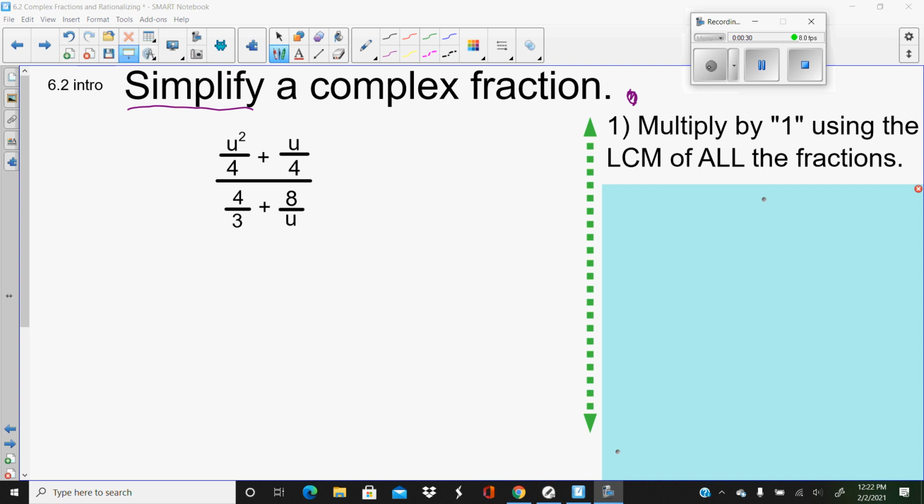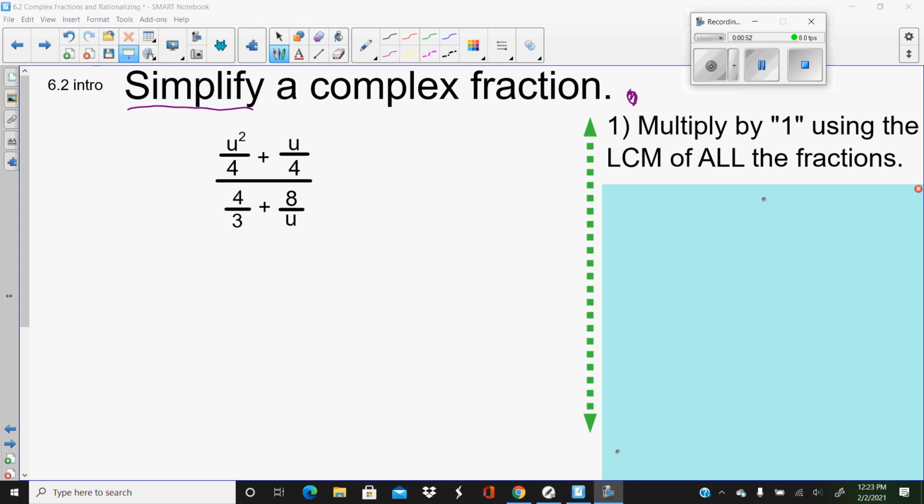So what we're actually going to do here is multiply this expression by 1. And when we do that, we're going to use our fraction buster technique, only we're going to bust all 4 of the fractions in this expression with one fell swoop. We're going to do it all at once with one LCM, or least common denominator.